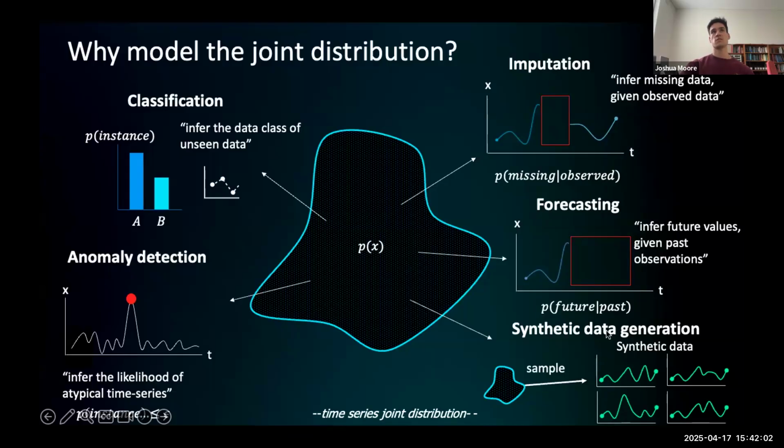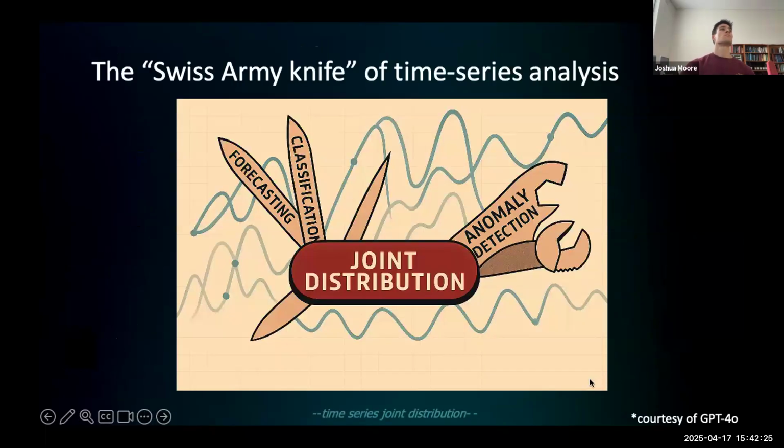Also forecasting. So given past observations, we might want to predict what the future values might be, particularly important in finance. And another might be synthetic data generation. Once you have access to this joint distribution, you can sample from it to generate new time series realizations here, which weren't actually part of the original training set. Okay, so we can think of the joint distribution as a sort of Swiss Army knife for time series analysis.